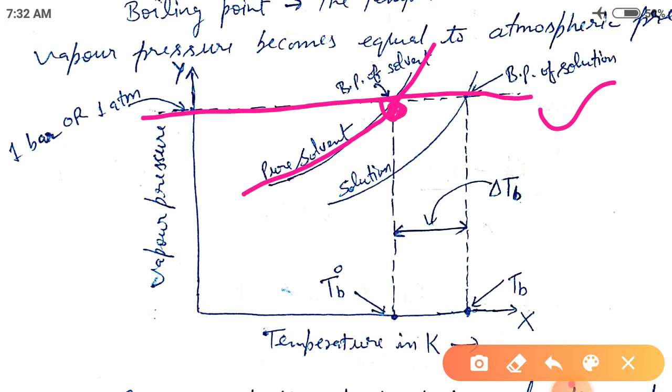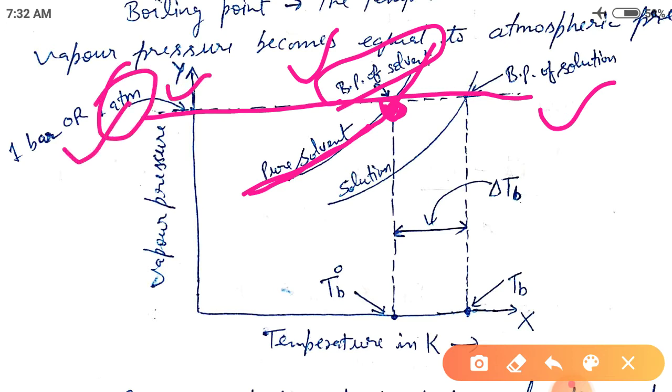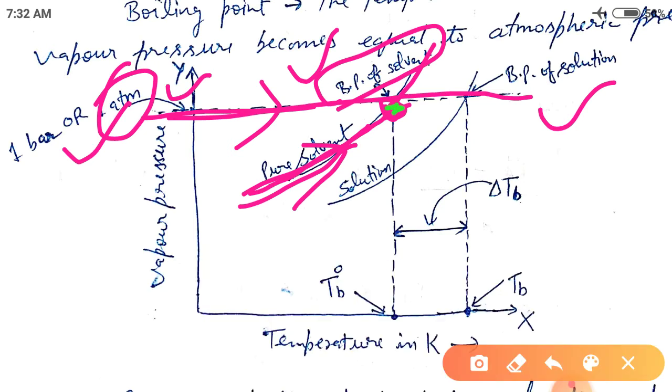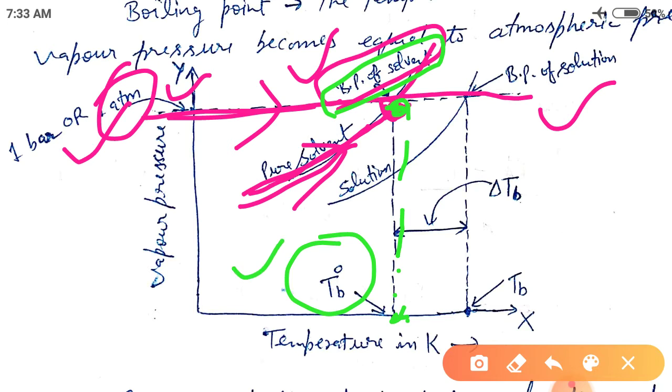Got it? For pure solvent, the graph occurs like this, and this is the junction point that it will cross, and this junction point is the boiling point of solvent. This is the boiling point of solvent at which the vapor pressure of solvent becomes equal to the atmospheric pressure. This is the atmospheric pressure, and the vapor pressure of solvent becomes equal at this point, and this point is the boiling point of solvent, and on the x-axis this boiling point is T naught B.